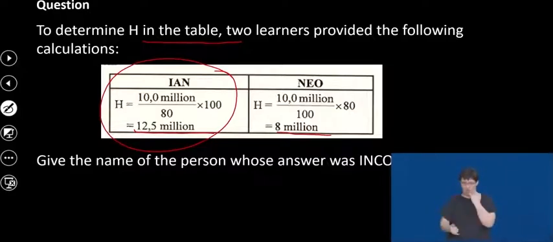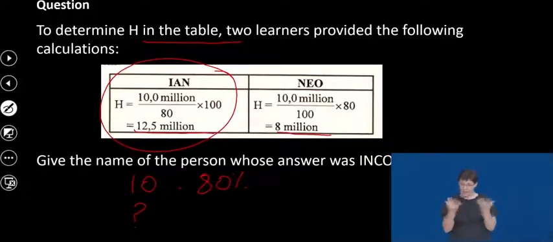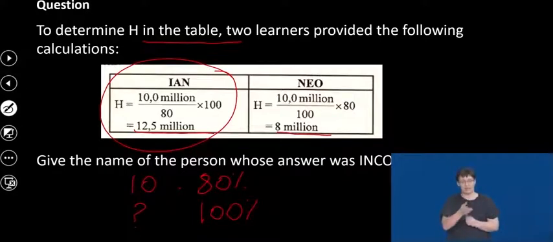What did Ian do? Ian took 10 million, which represented 80%, and he wanted to know what 100% was. So he divided by 80%. He said 10 million people was 80%, and he wanted to know how many, and I've left out the million, was 100%. And that's why he took the number times 100 divided by 80. Okay, let's see what the next question says.